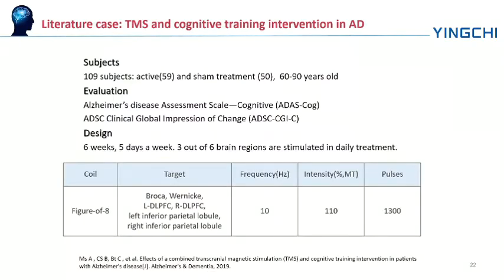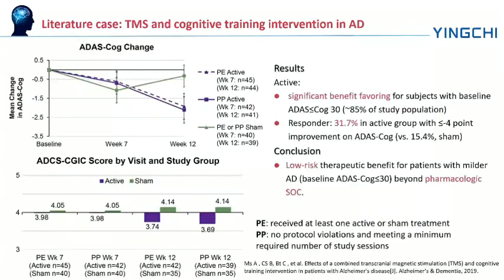So here comes a literature case for TMS combined with cognitive training intervention in AD. The treatment lasts for 6 weeks, 5 days a week. And this uses multiple targets: 3 out of 6 brain regions are stimulated in their daily treatment. They used a figure-of-8 coil with high-frequency rTMS.